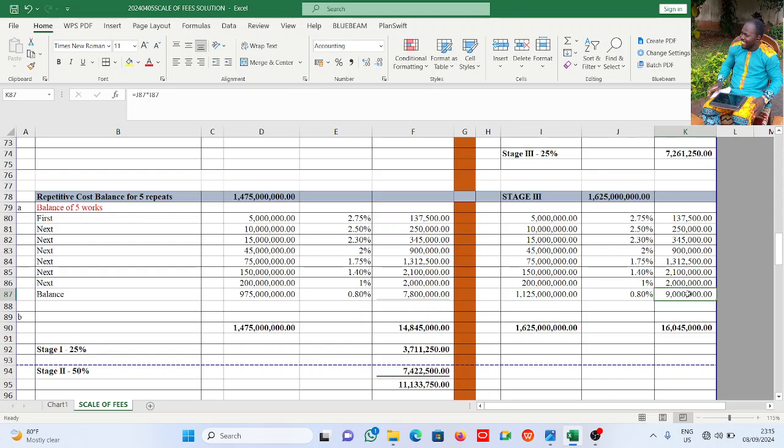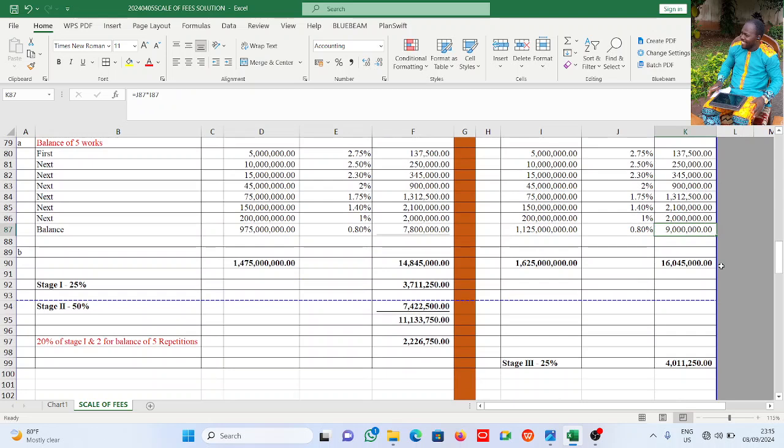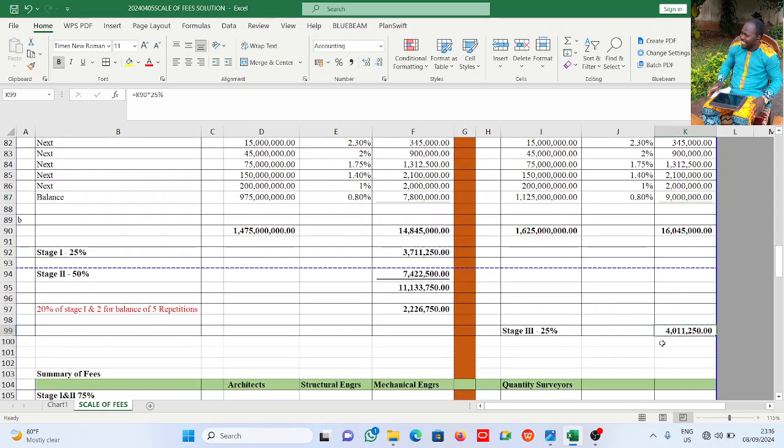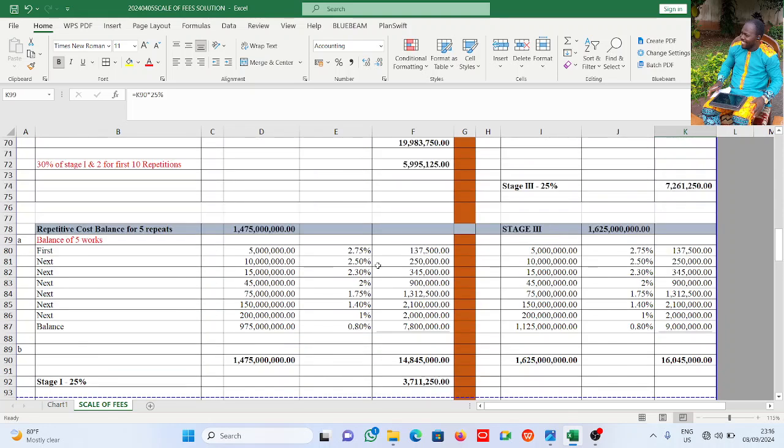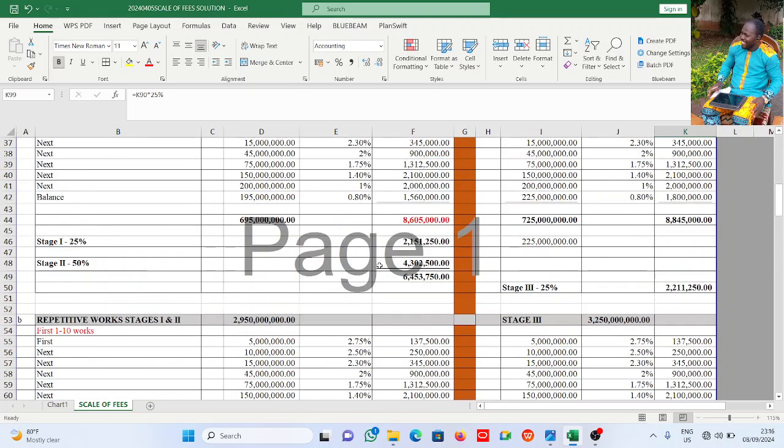0.8% of that is 9 million. So this is stage 3 for balance of 5. So 25% of it is 4,011,250 naira. That is what scale of fee is all about.